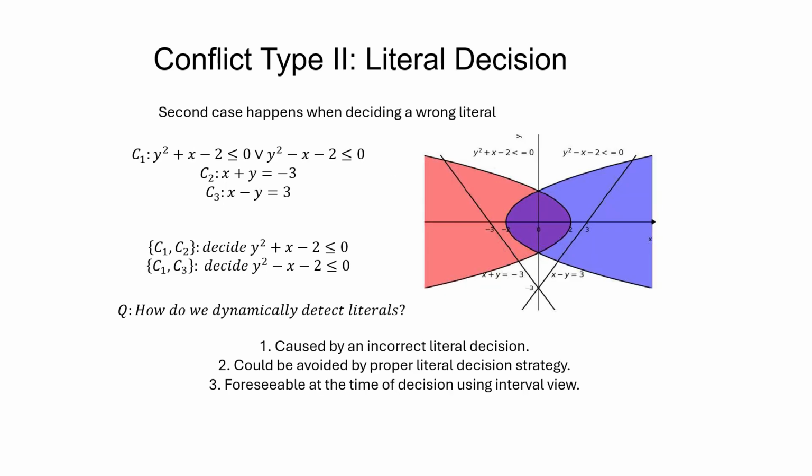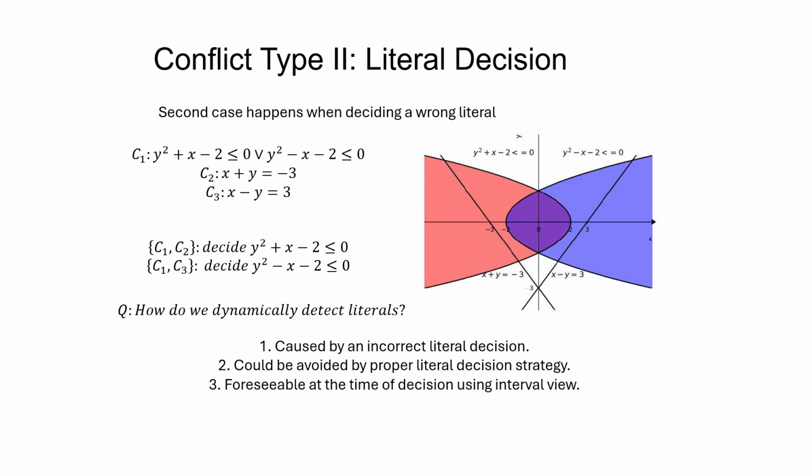The second type of conflict is called literal decision conflict. It happens when deciding a wrong literal. For example, given these three clauses, if we combine clause 1 and clause 2 to be a new formula, then we must decide the first literal of clause 1. If we combine clause 1 and clause 3 to be a new formula, this is only satisfiable under the decision of the second literal when processing the first clause.